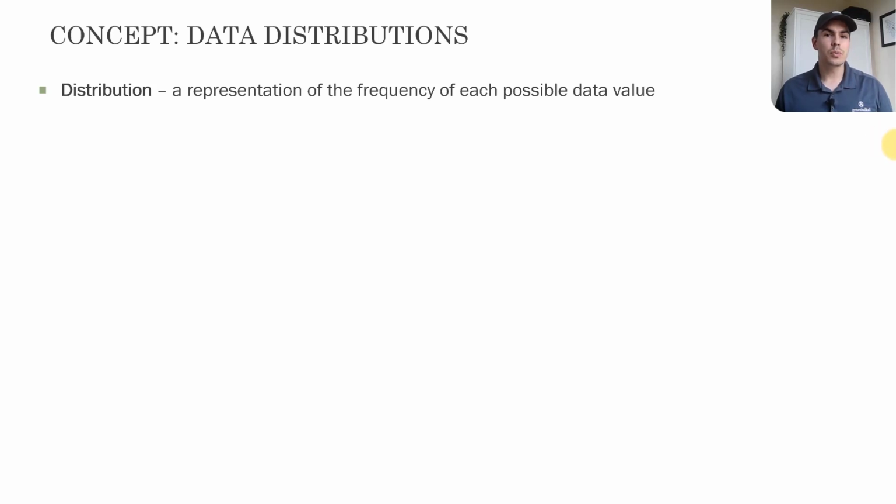Data distributions, what are those? They're just representations of the frequency of our possible data values. So it's just telling you how many times a data value is coming up within a data set. Now we have three types of distributions.